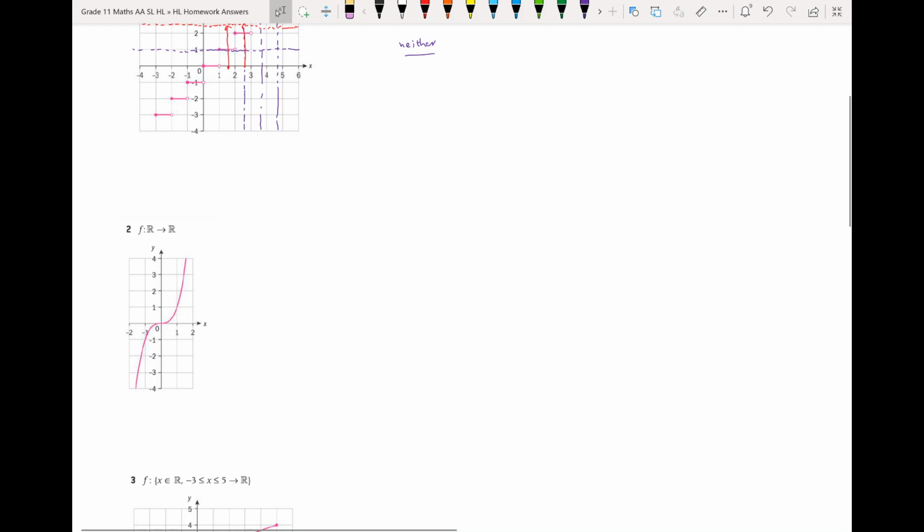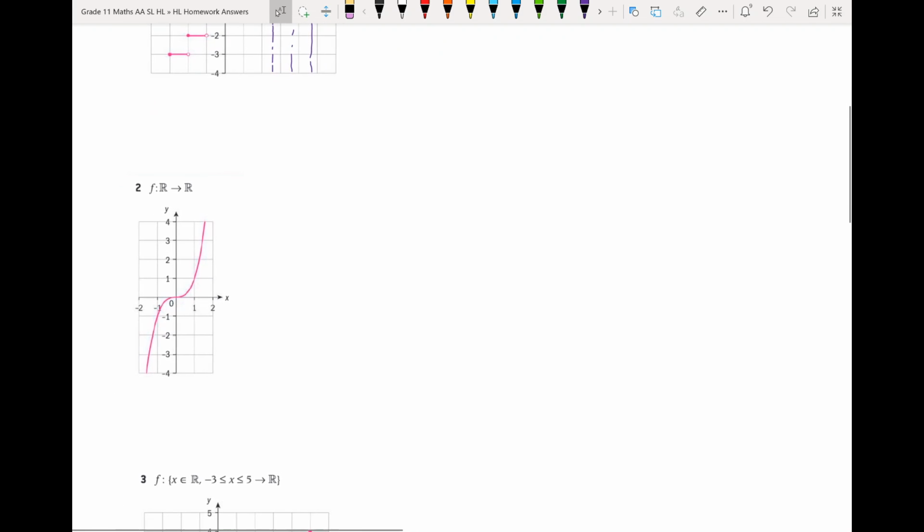Okay, the next question. This is a cubic function. So it satisfies the horizontal line test as well as the vertical line test everywhere. And also, this can take any x values and give you all the y values within that range. So therefore, this is one-to-one, and it's also onto. So therefore, it's both.